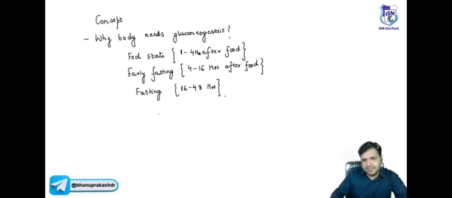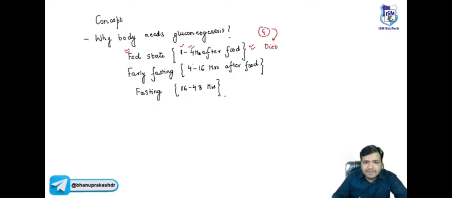Use your brains and tell me beta. Fed state: you have just eaten a full meal, two potato parathas just now, so you will get glucose. That is 1 to 4 hours after food. So yes guys, it is like the normal fed state. You are getting glucose from diet, right?